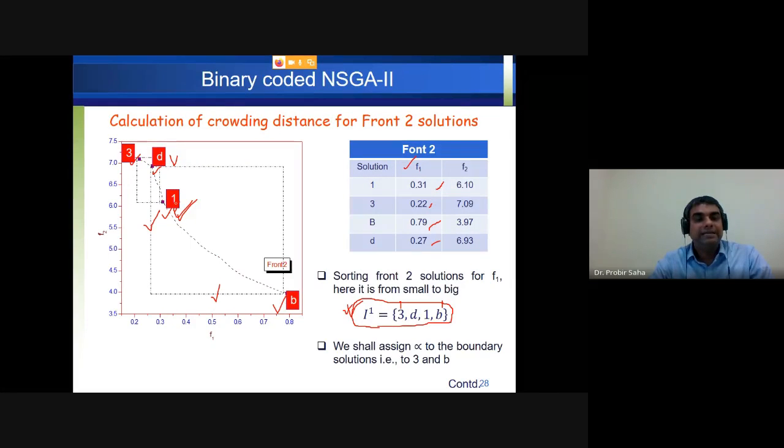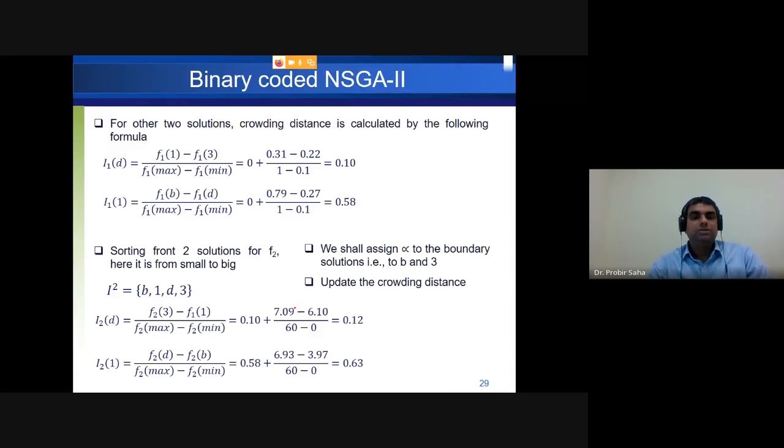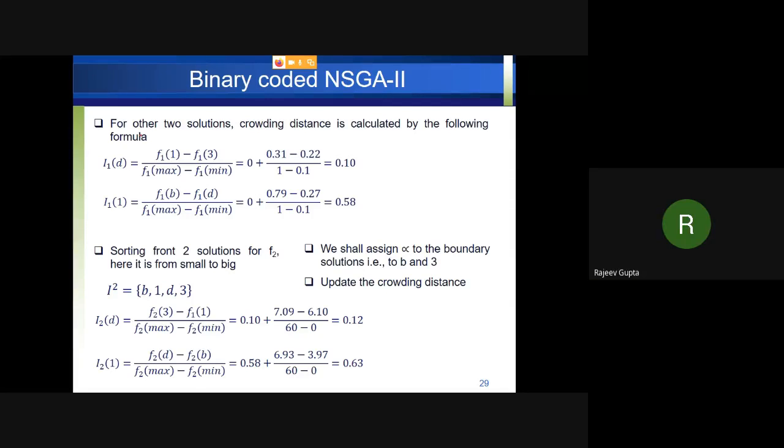That means I could say that 1 is more diversified compared to 3 and D, because if I have chosen D, D is more close to 3. So they're the same. But if I choose 1, that is more diversified. So D I should not choose. I should delete D. So out of 4, I should choose only 3, 1, and B. That's what the crowding comparison operator is doing.